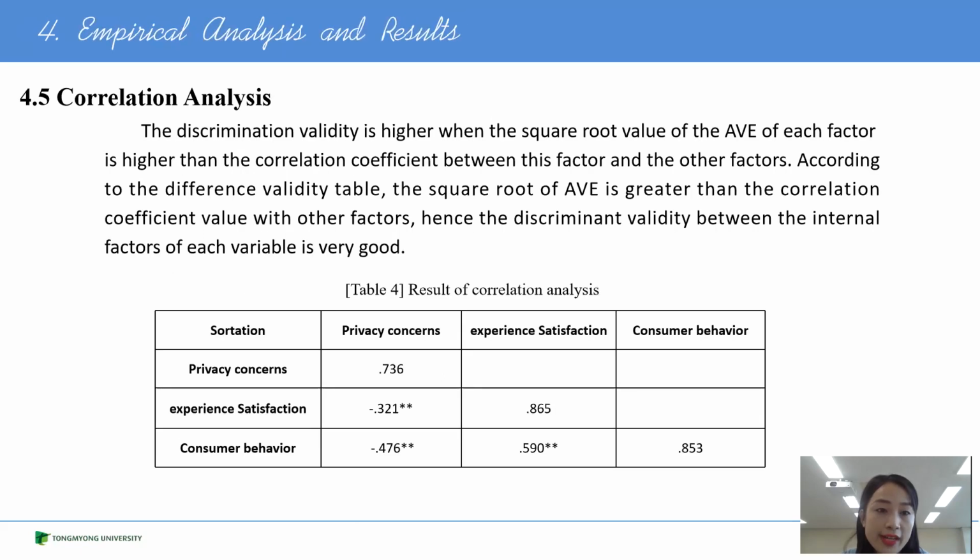Five, correlation analysis. The results of correlation analysis are shown in Table 4. According to the discriminant validity table, the square root of AVE is greater than the correlation coefficient value with other factors. Hence, the discriminant validity between the internal factors of each variable is very good.